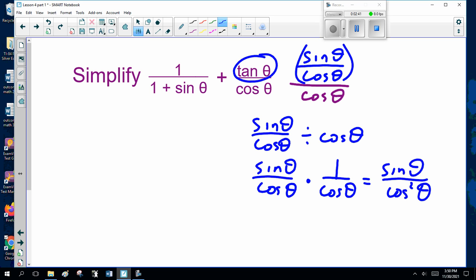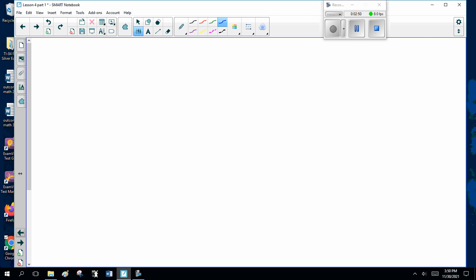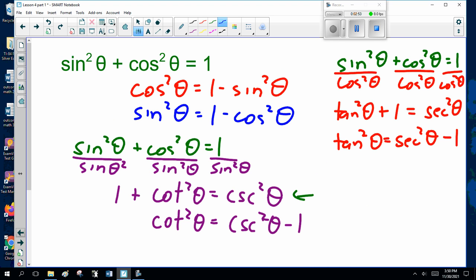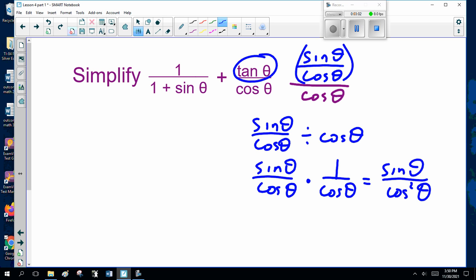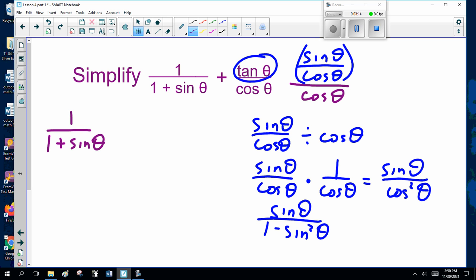Now, we have cos squared and we have 1 plus sine. If you think about it a little bit, where have we seen cos squared before in terms of Pythagorean? Well, right back here. Cos squared is 1 minus sine squared. So this is sine of theta over 1 minus sine squared of theta. Now I'm going to rewrite this. Plus sine of theta over 1 minus sine squared of theta.